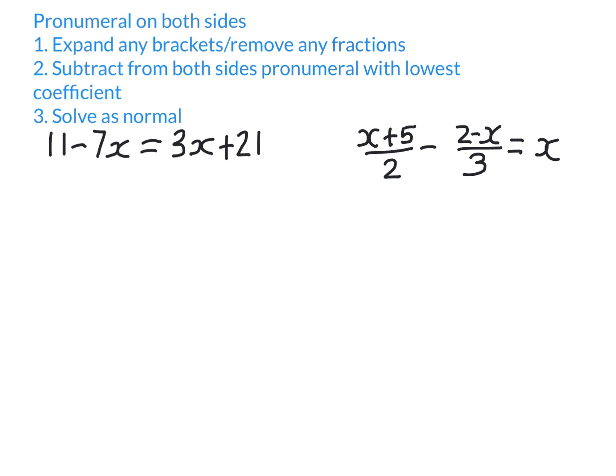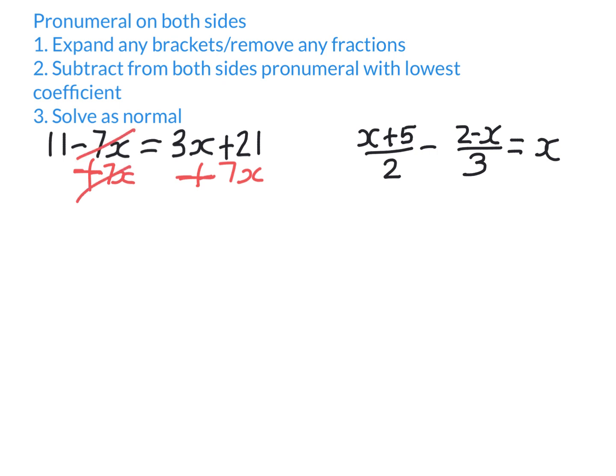So we're going to subtract from both sides the pronumeral with the lowest coefficient. This pronumeral x has a coefficient of 3. This pronumeral x has a coefficient not of 7, negative 7. So I'm going to subtract negative 7x because negative 7 is lower than 3. You, of course, know that subtracting a negative is the same as adding. So essentially I'm adding 7x to both sides.